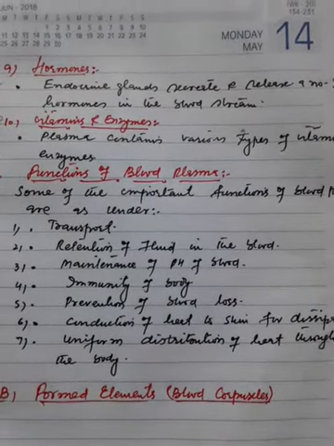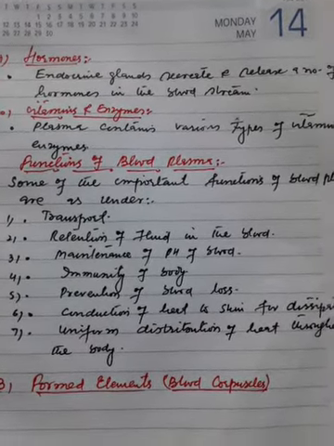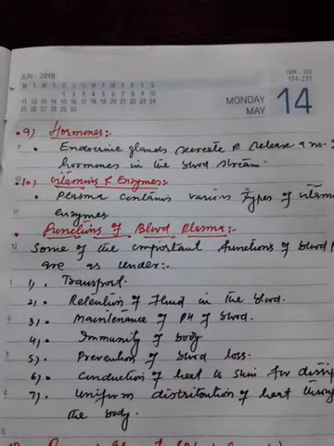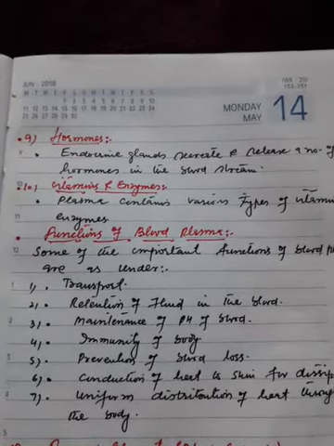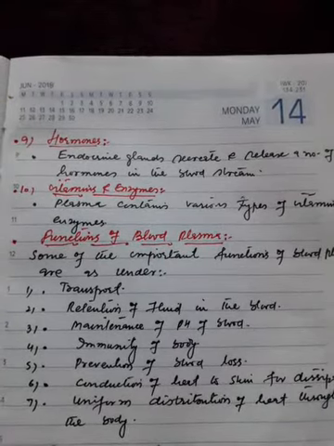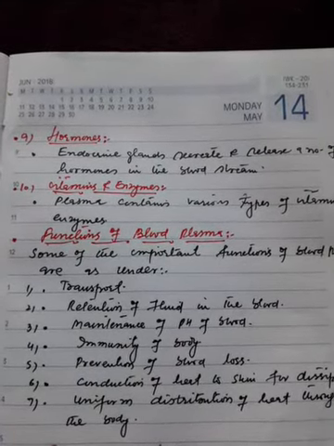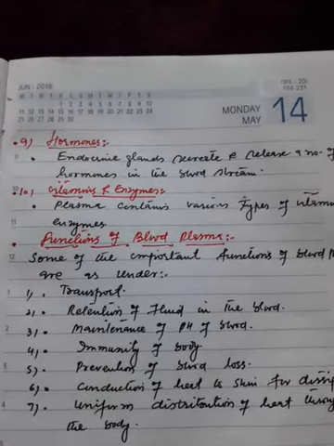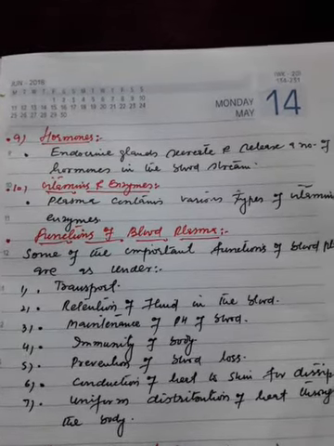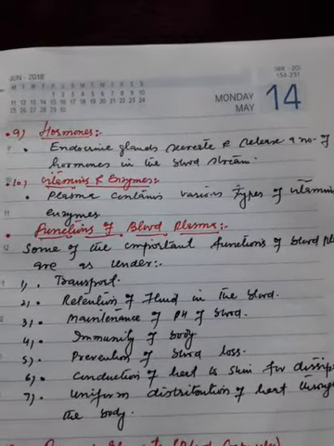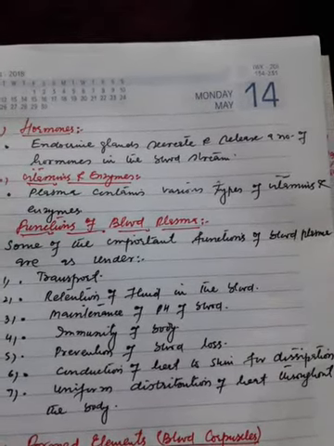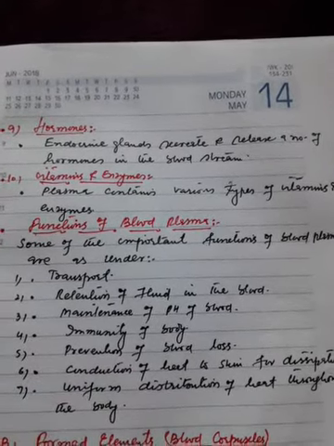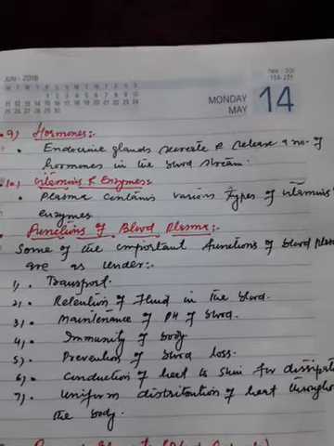Now the functions of blood plasma. Some of the important functions of blood plasma are as under. First function, transportation, or it transports materials. Second, retention of fluid in the blood. Third is the maintenance of pH of blood. Fourth, immunity of the body. Fifth function, prevention of blood loss. Sixth function of blood plasma is the conduction of heat to skin for dissipation. One more function is the uniform distribution of heat all over the body.